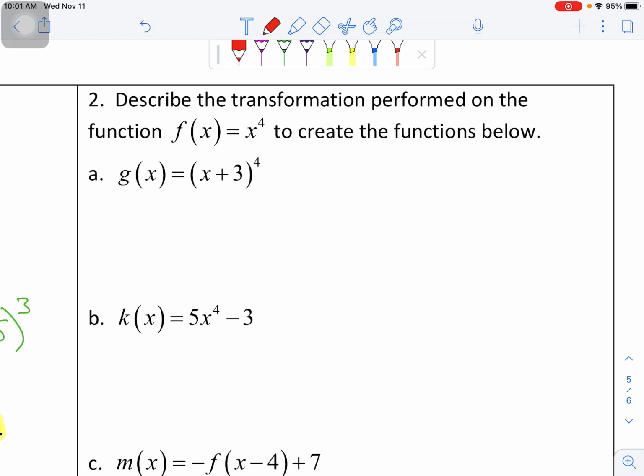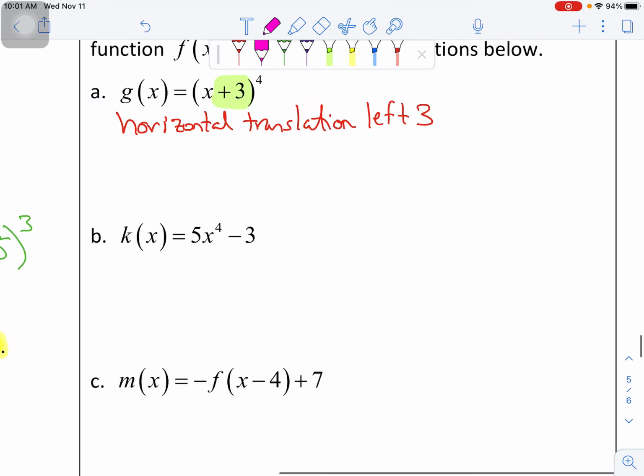All right, so part A, we have g of x, and we have attached a plus 3 to x. So this is going to be a horizontal translation. Now it says plus 3, that's actually going to push us to the left 3 units. So it's a horizontal translation, left 3. All right, how about part B?